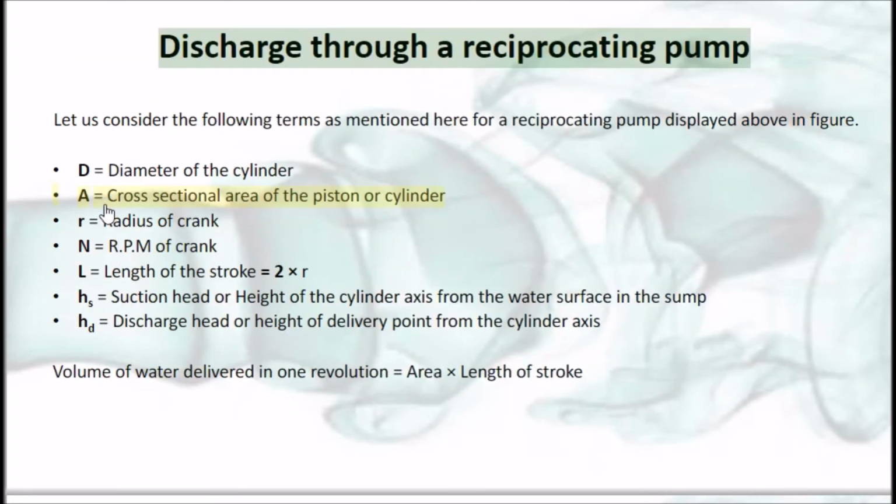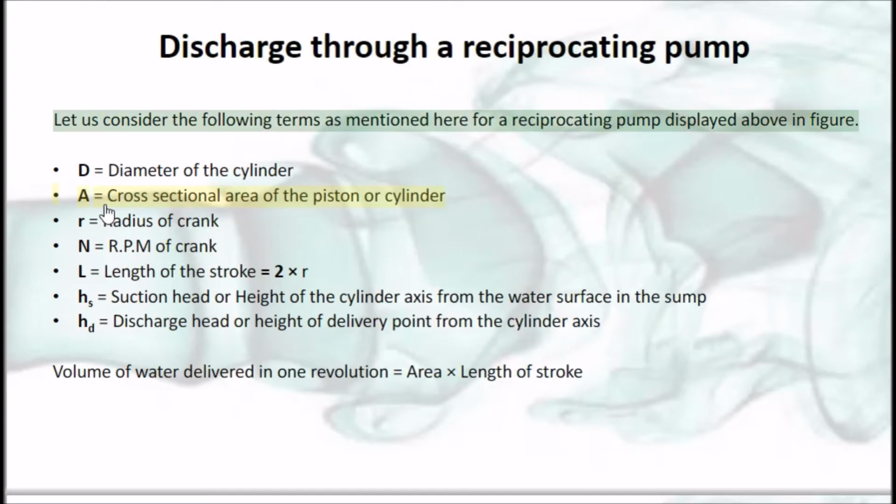Discharge through a reciprocating pump. Let us consider the following terms for a reciprocating pump displayed above in the figure. D equals diameter of the cylinder. A equals cross-sectional area of the piston or cylinder. R equals radius of crank. N equals RPM of crank. L equals length of the stroke equals 2 times R.